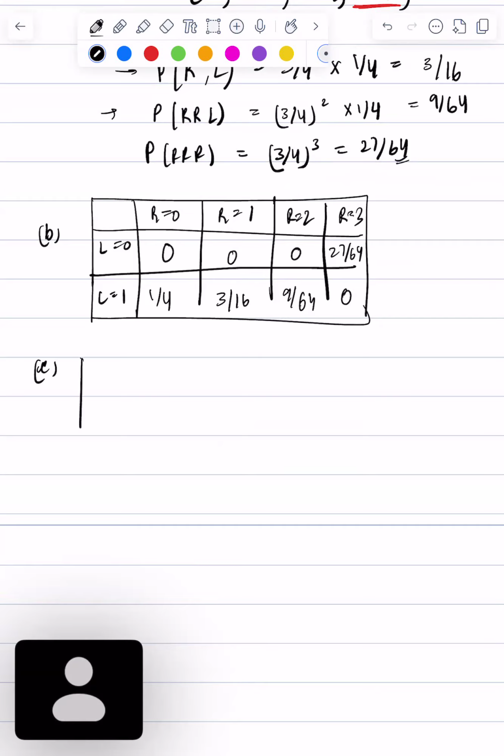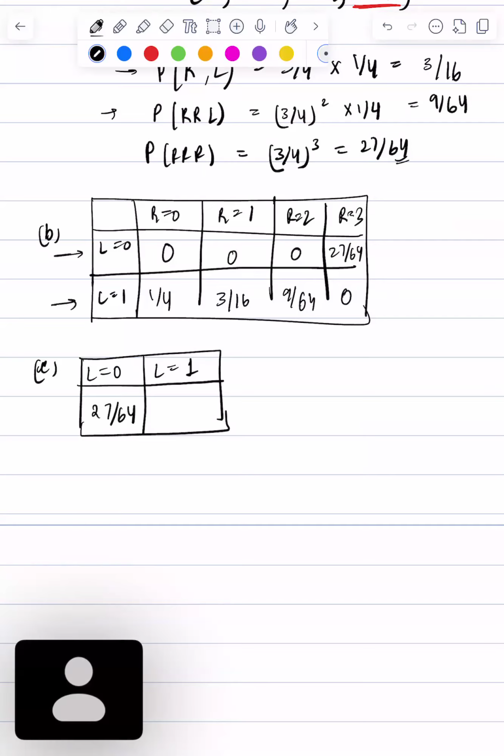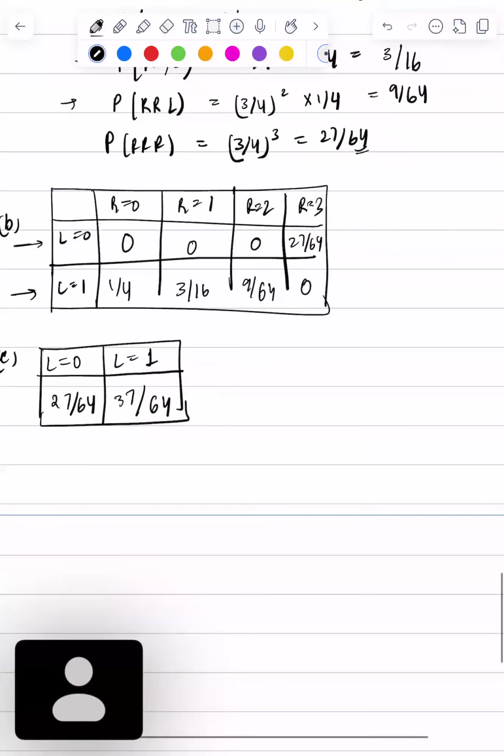Now we need to find the marginal distribution, which is basically we just add. So, for example, I'm trying to find the marginal distribution for L equal to 0 and L equal to 1. I'm going to add all the probabilities for when L is equal to 0, which is the first row here in part B. So it's just 27/64. And if I add the second row, which is L equal to 1, I'm going to get 37/64, like adding 1/4, 3/16, and then 9/64.